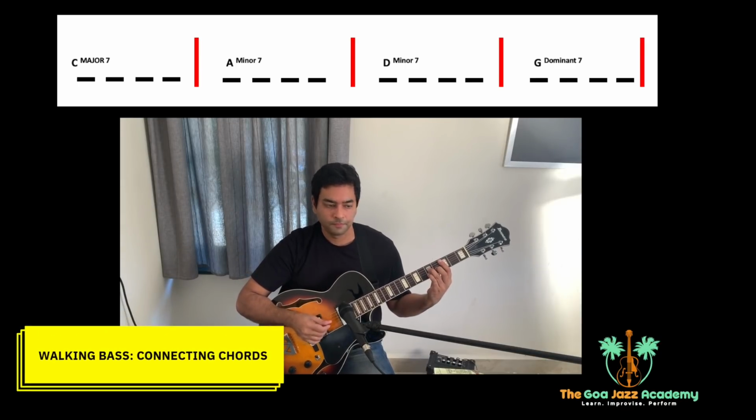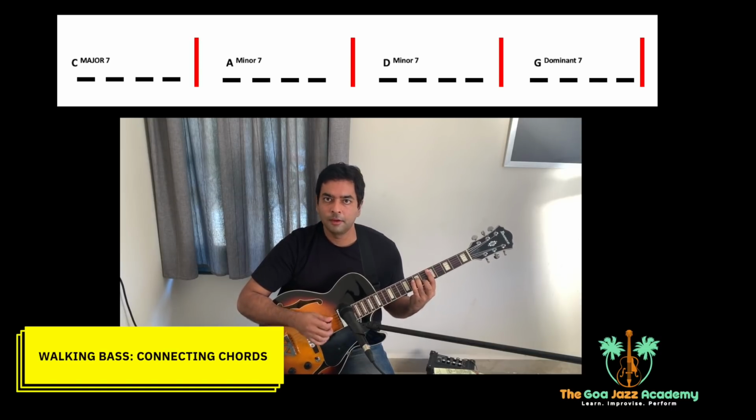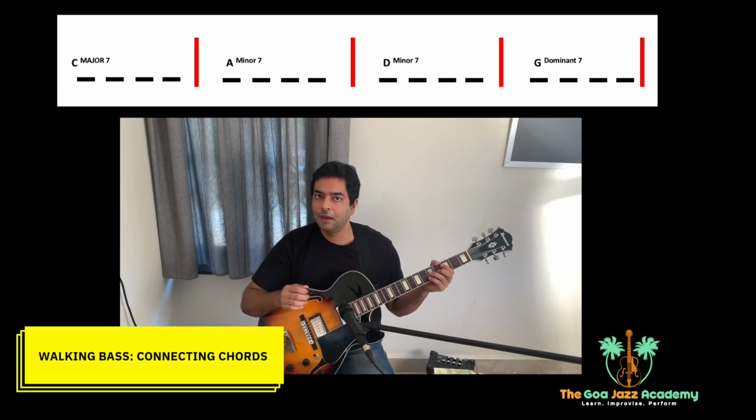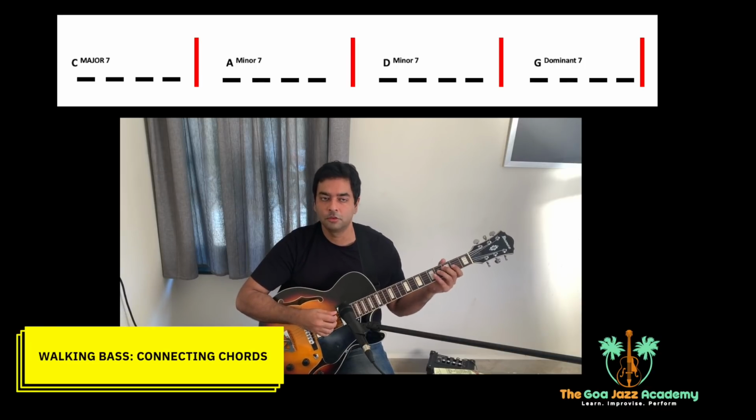C major, A minor, D minor, G7. Okay, so that is the chord progression. तो इसके लिए अगर हम एक walking bass line prepare करेंगे, it would be something like this: 2 3 4.